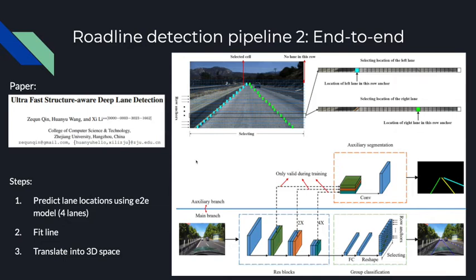And so if you look on the left, the steps for the pipeline basically get shrunk down a lot. So what you're doing is you're first predicting the lane locations using the end-to-end model. And this model was designed to predict up to 4 lanes. This basically depends on the data set it was trained on. CULane has a maximum of 4 lanes. And what happens is it'll end up predicting basically the 4 closest lanes to the middle of the image. And then you can take this output, fit a line to it, and then translate it into 3D space, similarly to what we would have done with the last approach. Next slide.